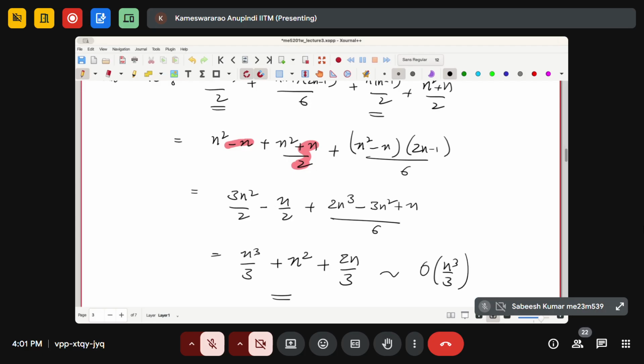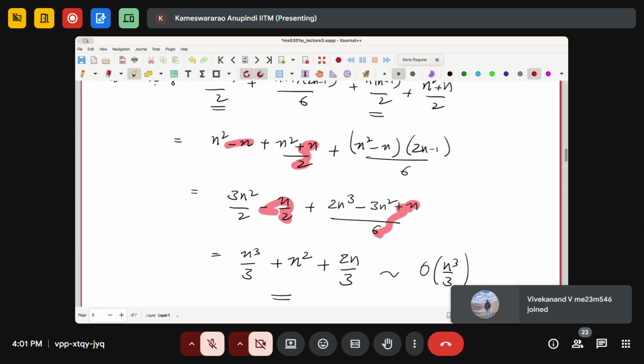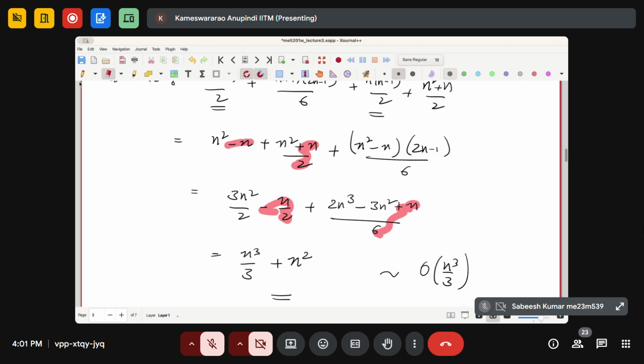And then this minus n by 2 together with the plus n by 6 is going to give you, instead of plus 2n by 3, minus n by 3. It's going to be minus n upon 3. Okay, so you may correct that.